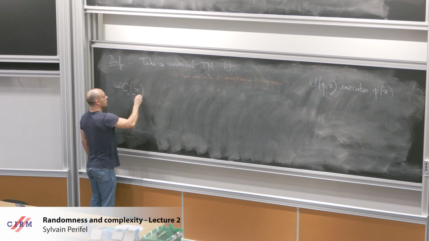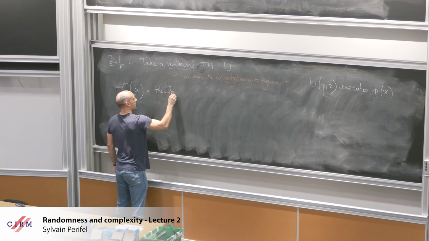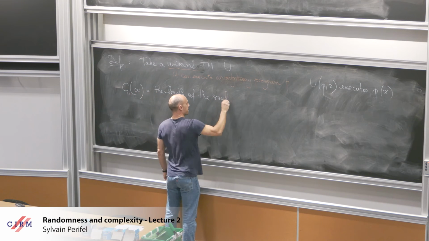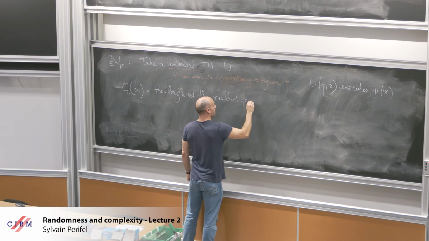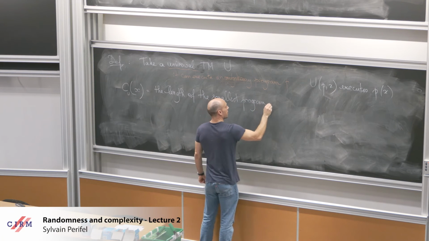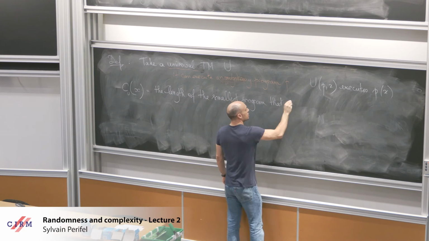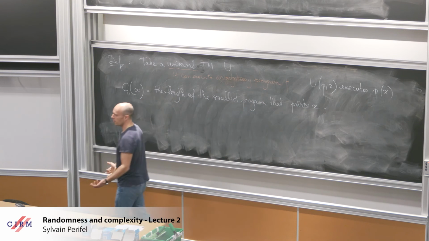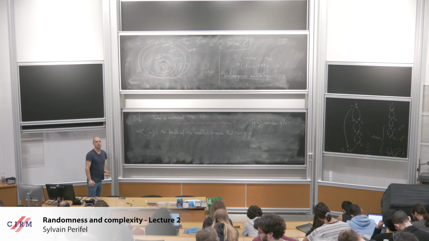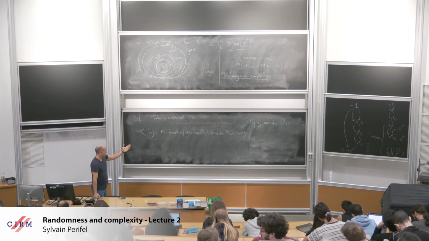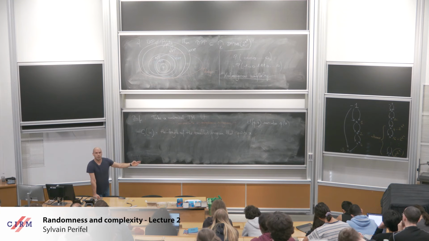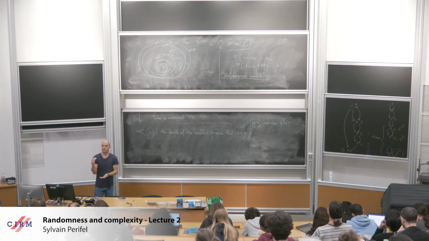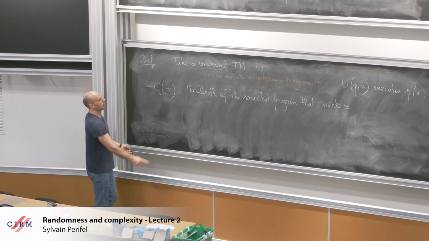C_U. It depends on the machine you choose, actually. C_U of x is the length of the smallest program that prints x. So imagine the Kolmogorov complexity. If U is Python, for instance, then this will be the size of the smallest Python program that is able to print x. Okay?